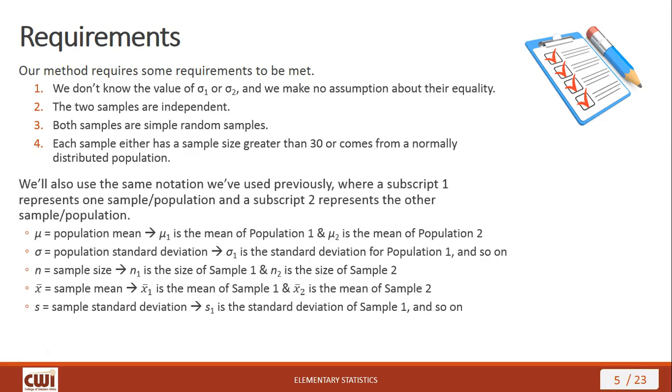You're also going to see that we'll use much of the same notation that we've used previously. So mu is still the population mean, sigma is still the population standard deviation, n is the sample size, x bar is the sample mean, and s is the sample standard deviation. But now that we have two populations to look at, we also have two samples, and so we're going to use a subscript 1 to represent population 1 or sample 1, and that will distinguish it from the parameters and statistics for which we use a subscript 2. The subscript 2 will represent population 2 or sample 2.